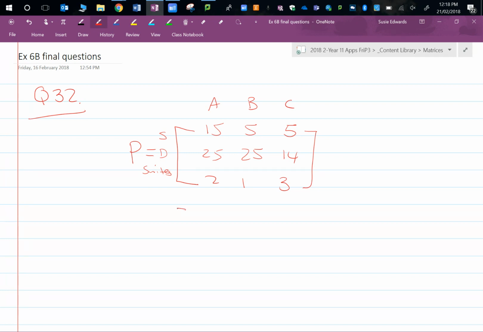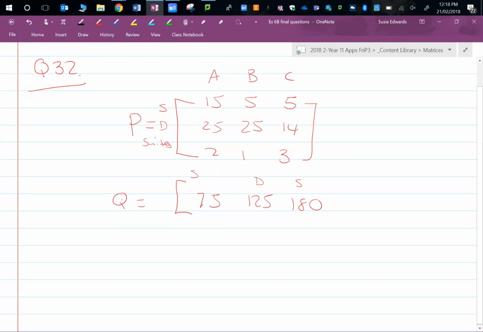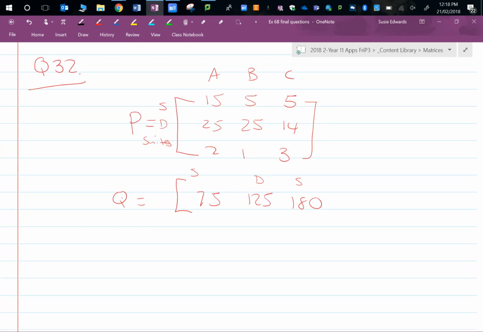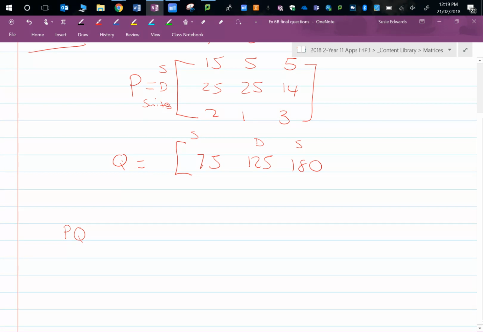So cost per night, and we've got this matrix, which is 75, 125, 180, and that's Q. And we're saying single, double, suite. Okay. Only one of PQ and QP can be formed. Which one? So we're saying, do we have to multiply P times Q or Q times P? Why? Good. So if we look at PQ, we've got a matrix which is 3 by 3 and a matrix of 1 by 3. Does that work? It doesn't work because these two have to be the same.